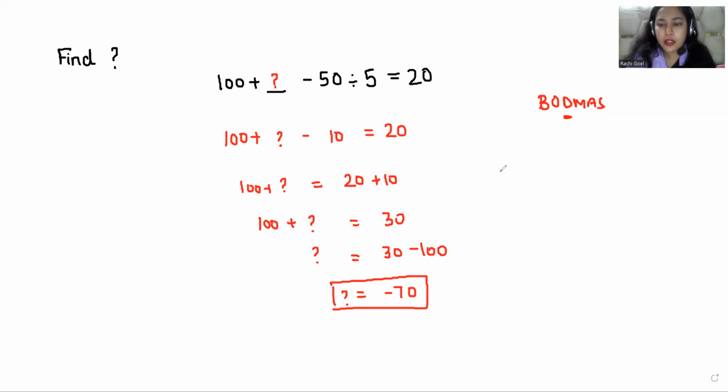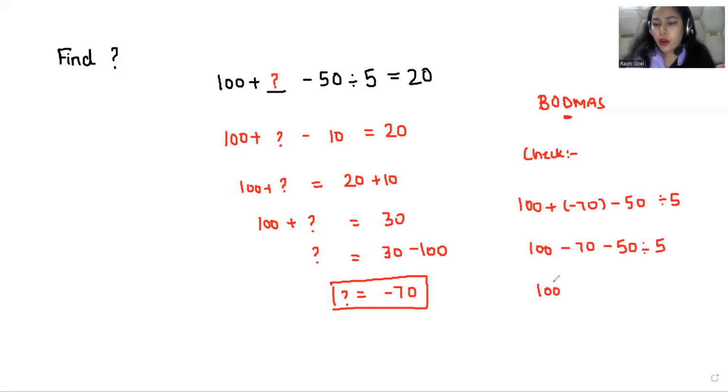Now we are going to check this. Is it correct or not? So in place of question mark, I'm going to put the value we found. So 100 plus, first we solve the bracket. So plus minus is minus, minus 50 divided by 50.